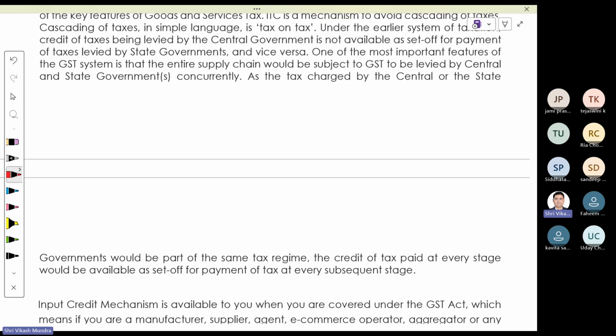Number two, keep in your mind, since it is not your fundamental right, you are supposed to claim it. If you forget to claim your benefit of ITC, then it may lapse. That means, number one, keep in your mind regarding ITC, it is not your fundamental right.